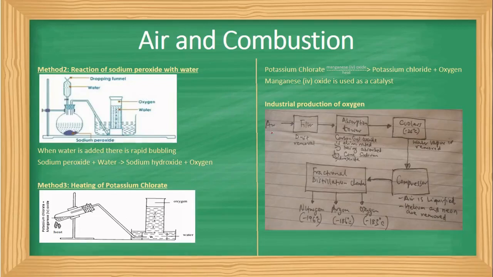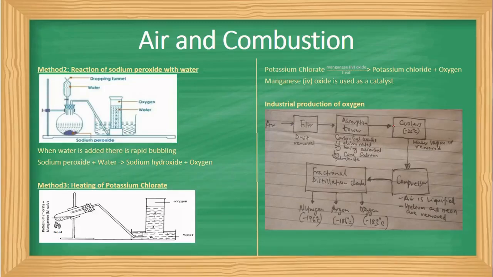You'll see that air is pumped into filters, being the first chamber in the process, where dust is removed through filtration. Once dust is removed, the air goes into the absorption tower, where we have concentrated sodium hydroxide. The sodium hydroxide absorbs carbon 4 oxide. From the absorption tower, the air is pushed into coolers without carbon 4 oxide and without dust. In the coolers, where the temperature is -25 degrees centigrade, the water vapor is removed.